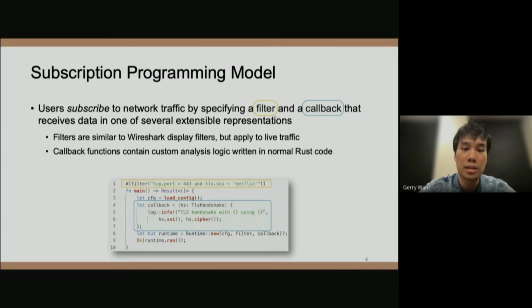And what this does is it allows arbitrarily complex processing without the restrictions of a domain-specific language or a query interface. And then the framework will take care of efficiently processing high-speed traffic to fulfill the subscription so users can focus on core analysis logic without having to worry about hardware specifics or low-level optimizations.